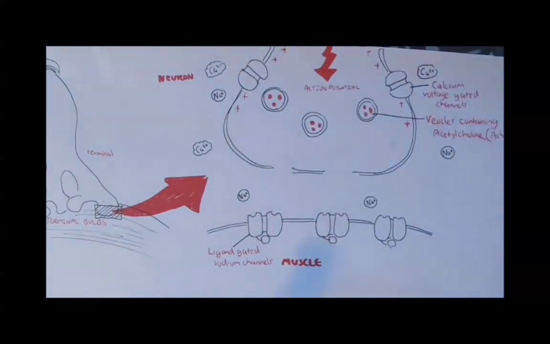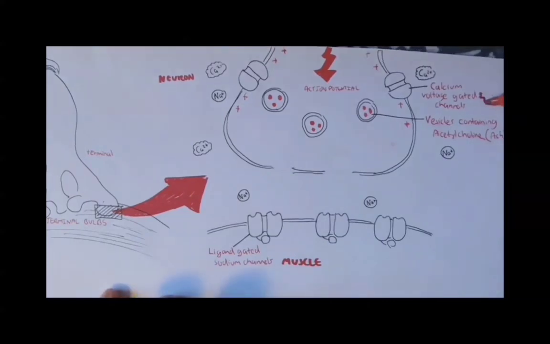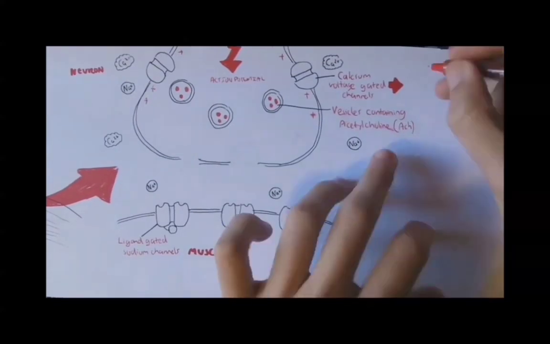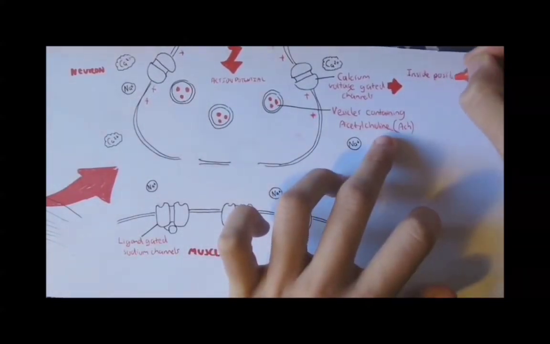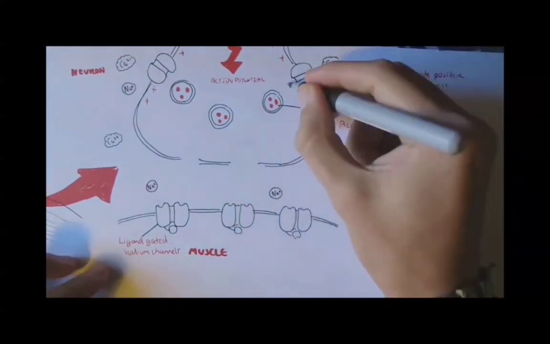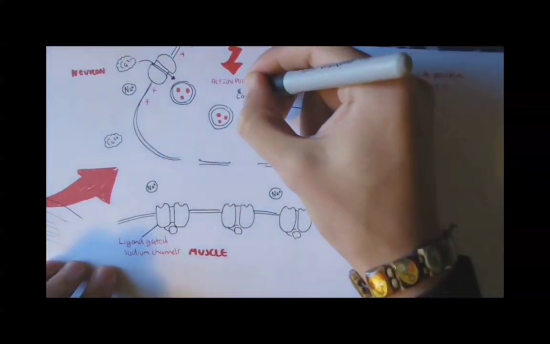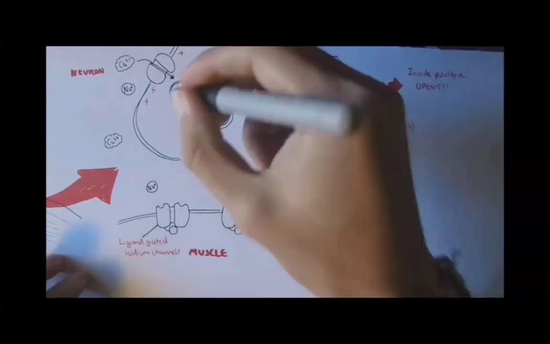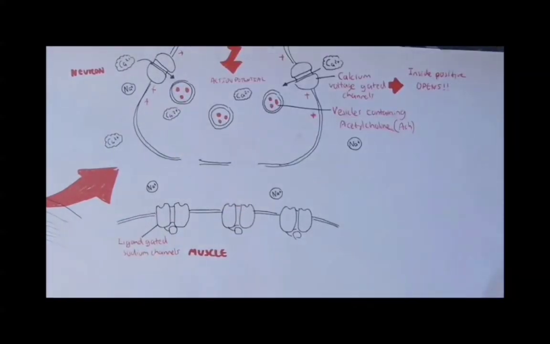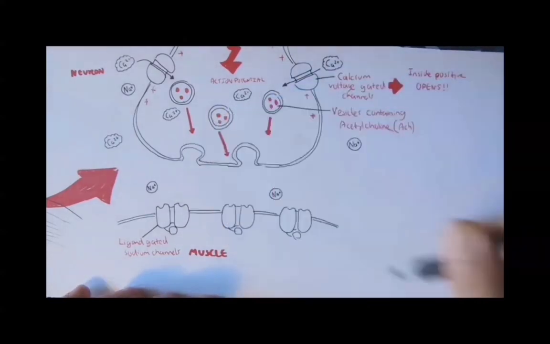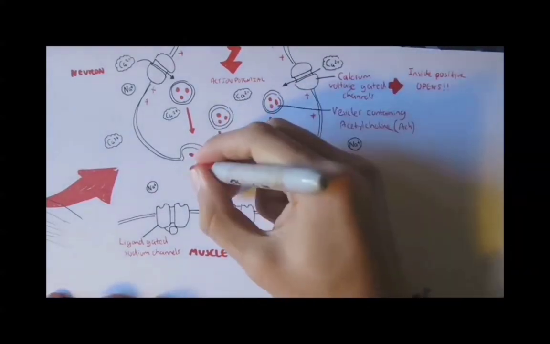This change in charge will then open up the calcium gated channel, allowing calcium ions to come inside the neuron from outside. So calcium influx, now calcium going in makes the end bulbs even more positive, which causes these vesicles containing acetylcholine to release their content out. These vesicles are releasing acetylcholine into the synaptic cleft or neuromuscular junction.